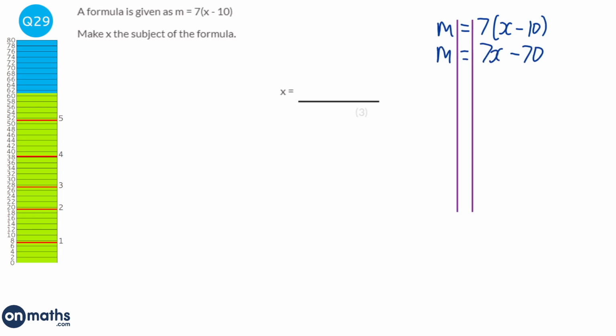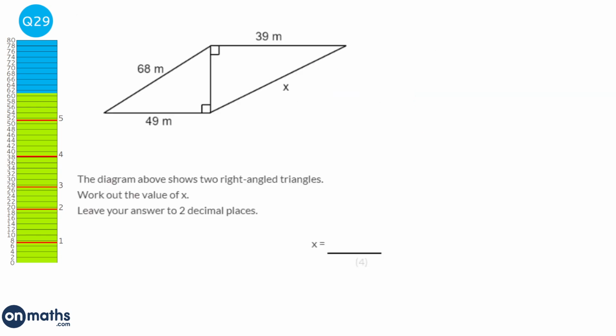And we're going to add 70 to both sides. So we're trying to get x as the subject. So we're trying to get x on its own. And we're next going to divide both sides by 7. So we have m plus 70, all of that over 7 equals x. So x equals m plus 70 over 7. We can't work out what x is straight away, but we can find this value here.